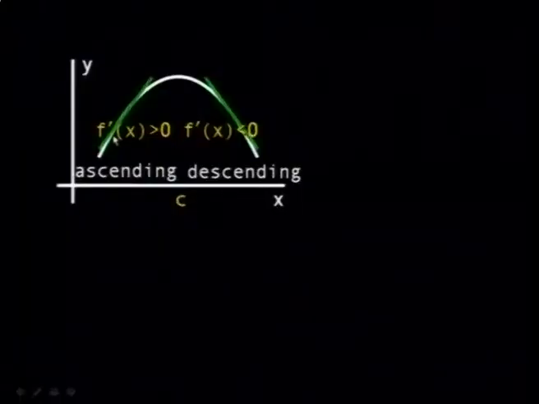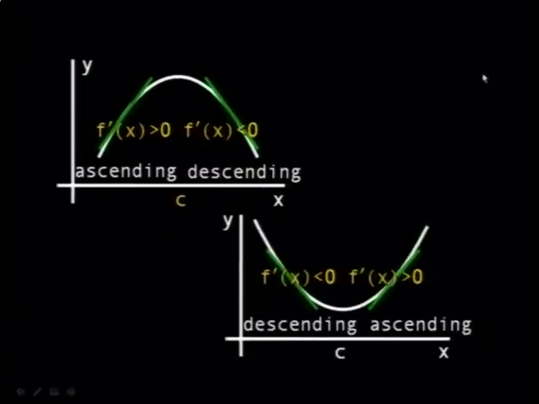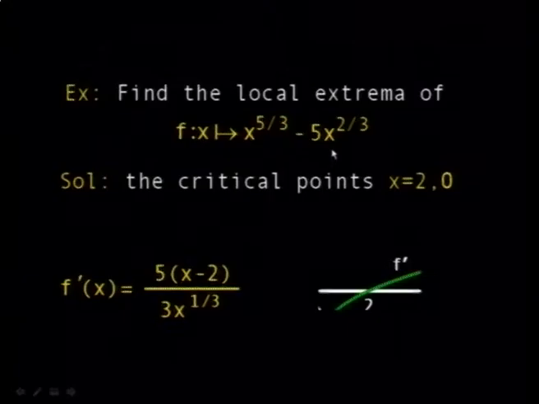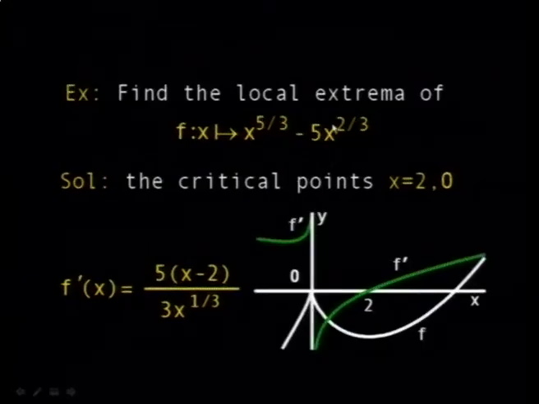Like this one here. Here you have f dash positive, so the function is climbing, and then it decays again, it's going down. So this is a maximum. If f dash changes from positive to negative, while if it changes from negative to positive, then we say that the function here has a local minima, and here it has a local maximum.